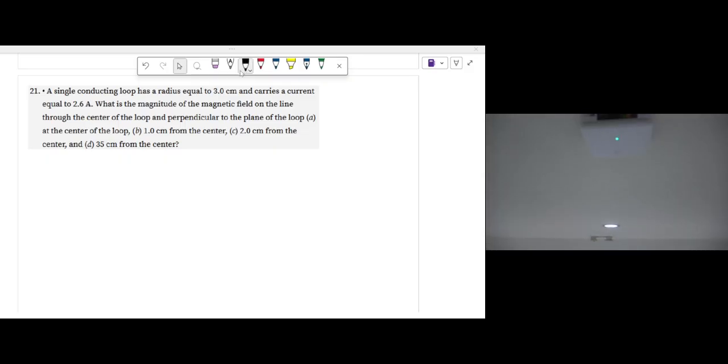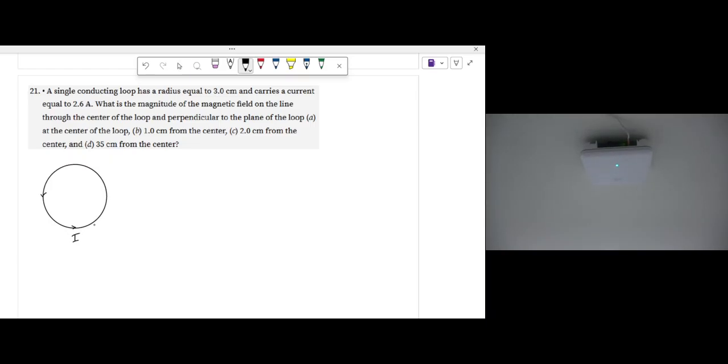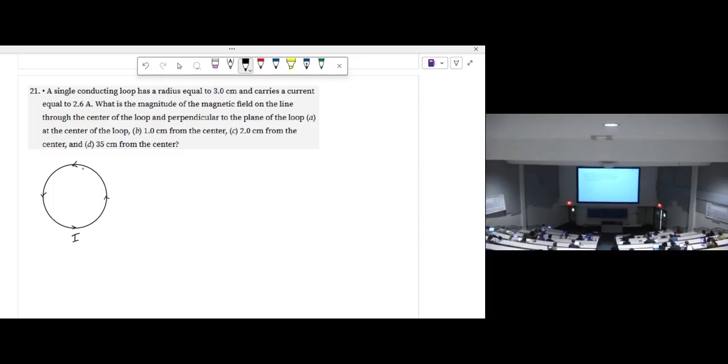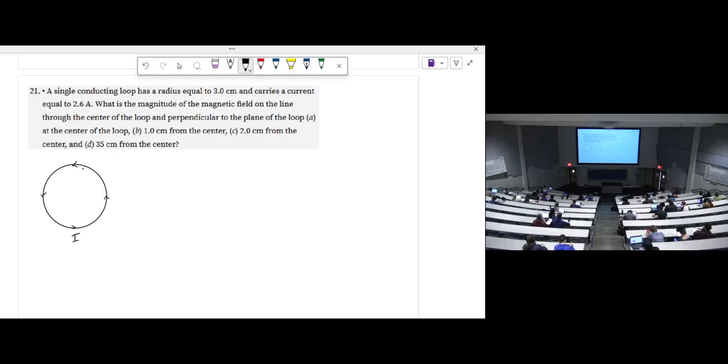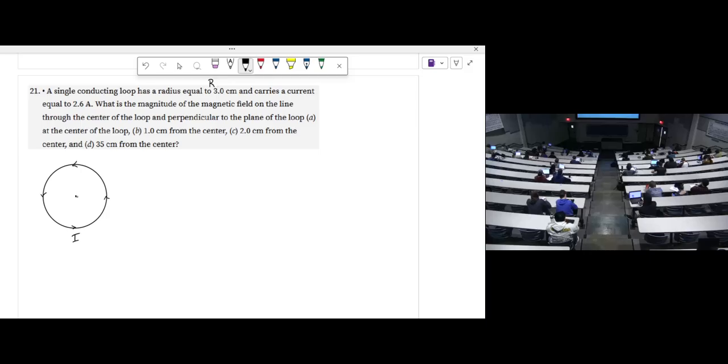So our loop, our current loop, is just going to look something like this, where we've got our current I. Let's allow it to go around in this direction. We'll say counterclockwise. And our radius, this is going to be R right here. We'll call this big R.